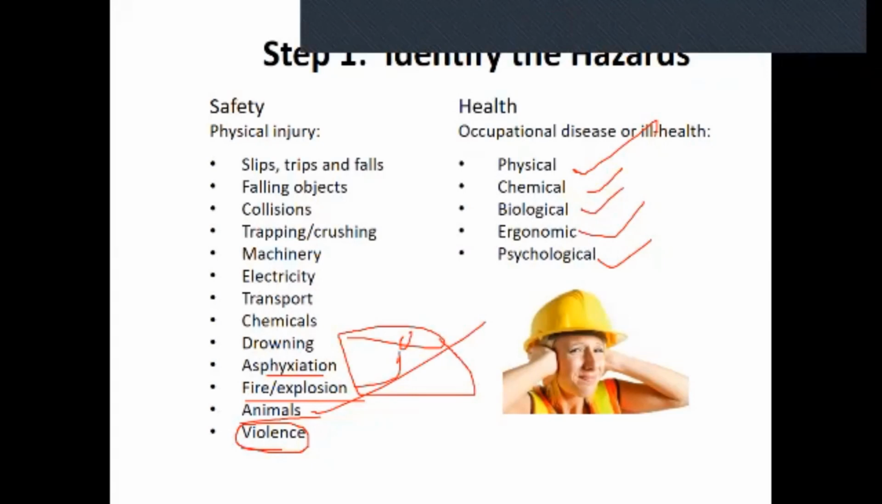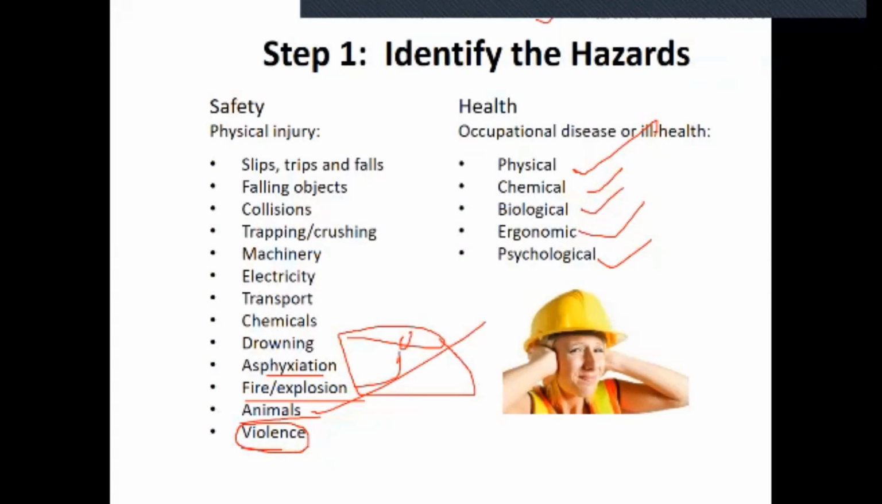Okay, step 1, identify the hazards. Already we discussed safety and the physical injuries. And also the health point of view, occupational disease or ill health: physical, chemical, biological, ergonomic and psychological.